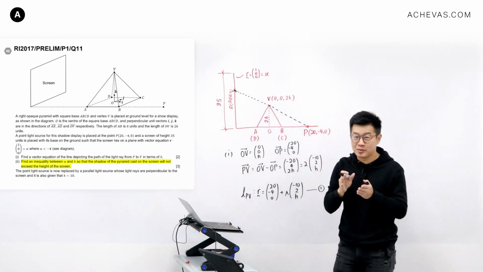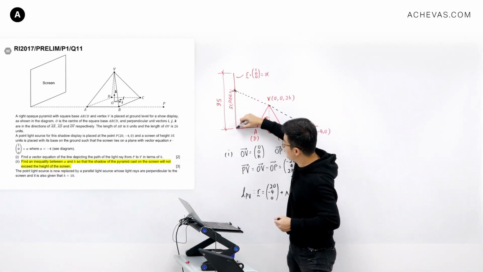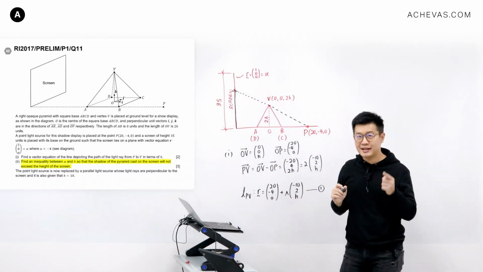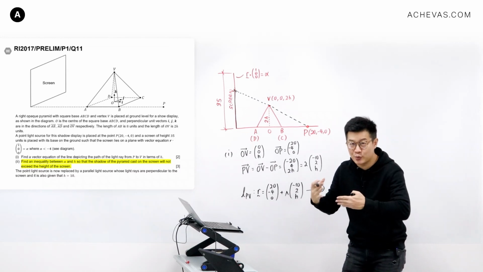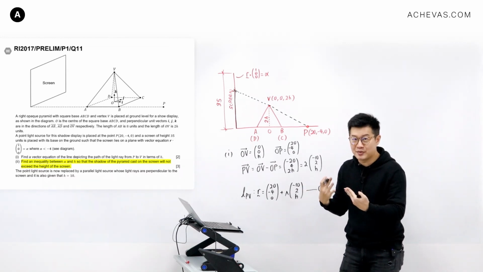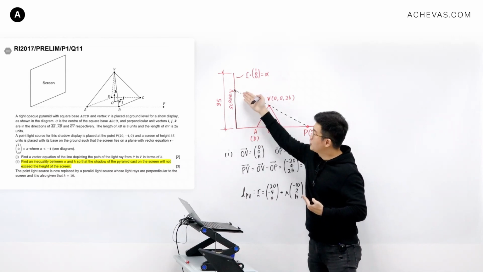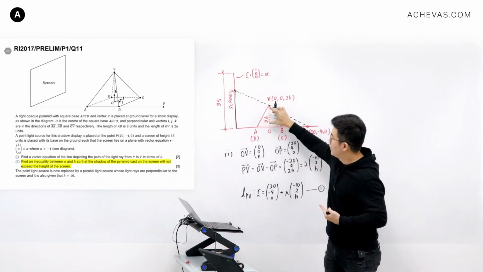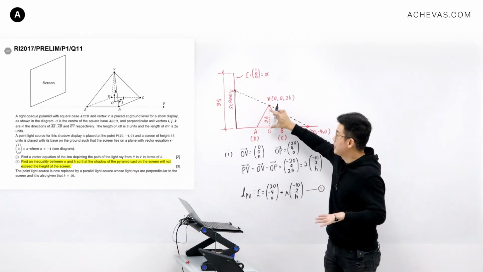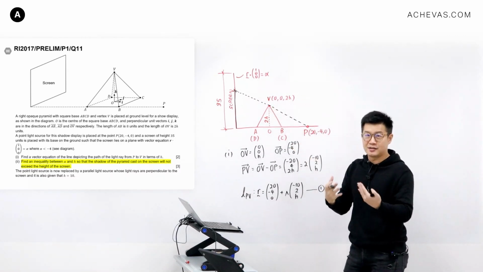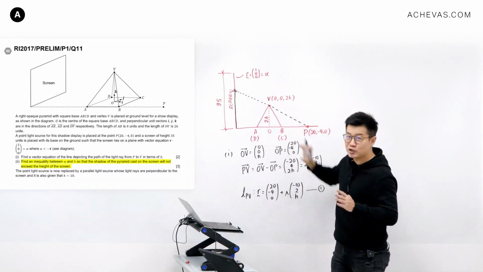This is the highest possible point, which means that the shadow is going to be from here all the way until here. Now I'm trying to relate it to my life experiences. In order for me to make sure that the height of the shadow is within the screen, what we can do is to vary the height of the pyramid. And since h here is a variable, that is actually possible.